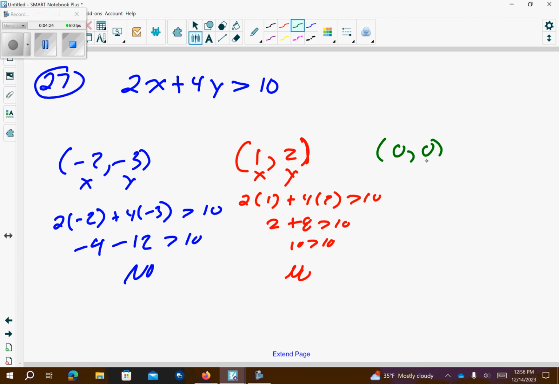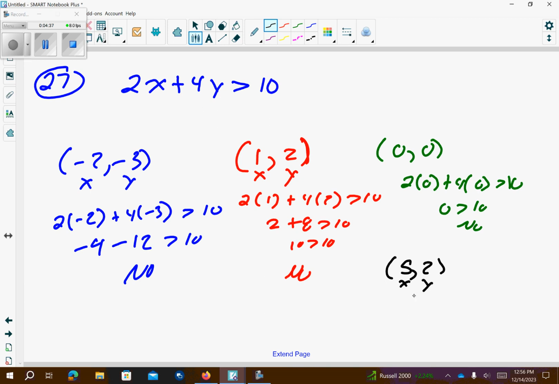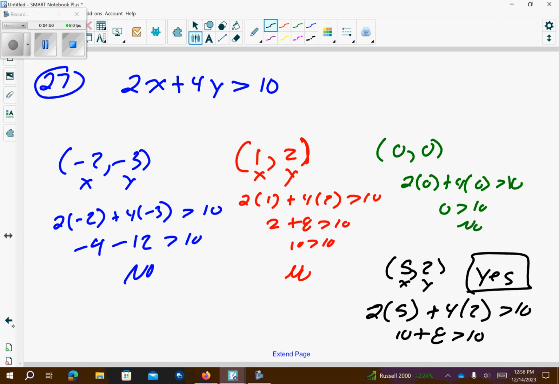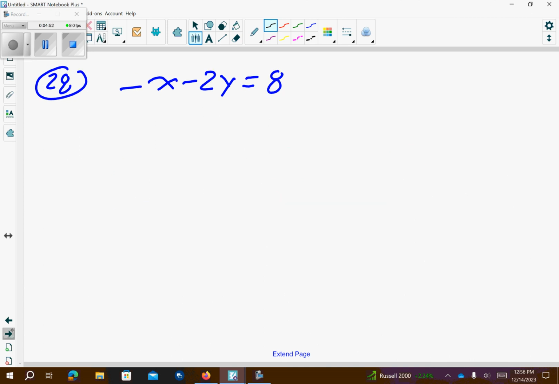So I'm going to try 0 comma 0, see if it works. So 2 times 0 plus 4 times 0. Is that greater than 10? Is 0 greater than 10? No. So just to verify, let's use that very last point, 5 comma 2. Remember, that's an x and y. So you're going to get 2 times 5 plus 4 times 2. Is that greater than 10? Is 10 plus 8 greater than 10? Yes, this one works. Just plugging in the points to see if they work.